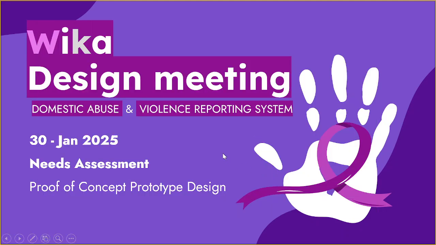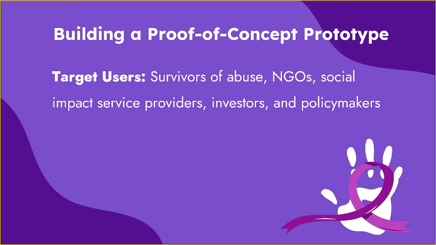Okay. So this is now what I'm calling the needs assessment. We're doing a proof of concept prototype design, but this is just the stage. We have like 6 stages, but this is stage one. So what we want to do is to build a proof of concept prototype, and the target users are survivors of abuse, NGOs, social impact service providers, investors, and policymakers.